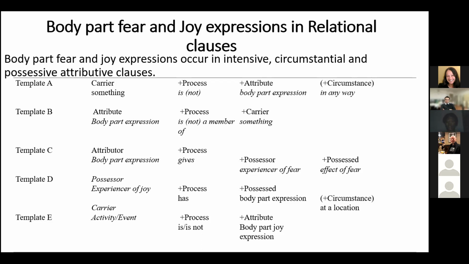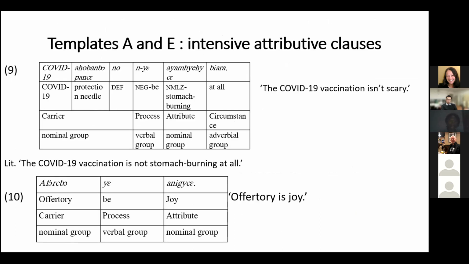In template A, body parts realize attributes. And then template B, body parts realize attributes again, but the positions are not the same. And then we have template C, where body parts express attributa. In template D, body parts express possessed. And then in E, body parts realize attributes again. So here are examples. Templates A and E reflect the intensive attributive clauses. So we have example 9, which is a fear expression in the intensive attributive clause.